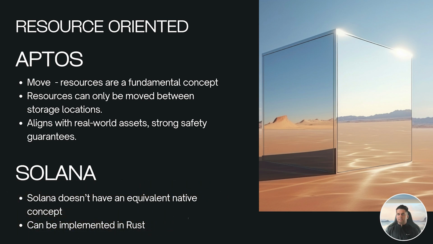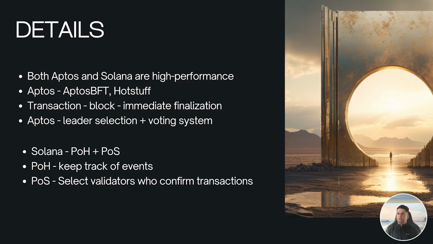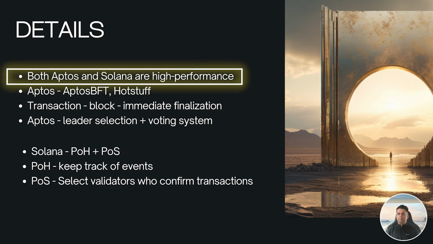Now let's discuss these points in a bit more detail. So both Aptos and Solana are high-performance blockchains. Both are known for their speed and efficiency, but they take different approaches to achieve their goals. Let's dive in and see what sets them apart.